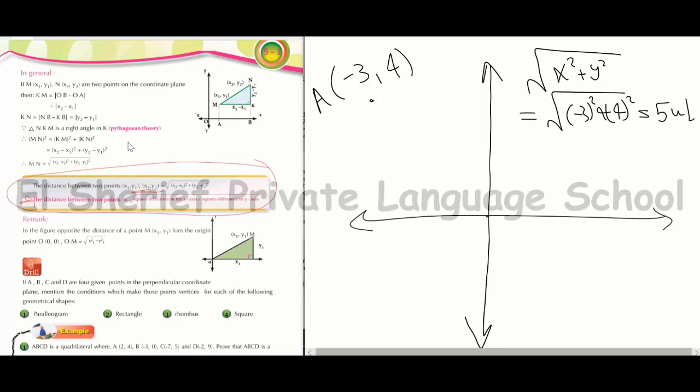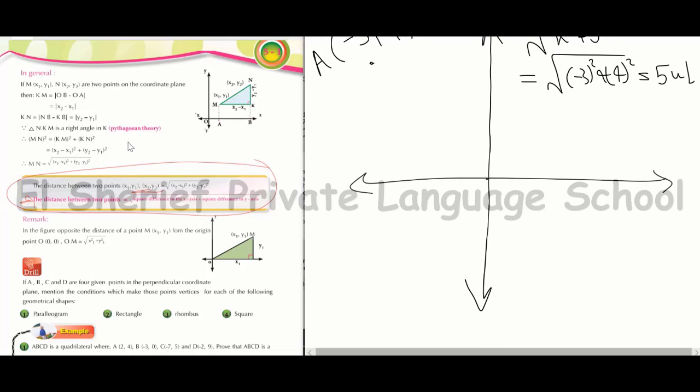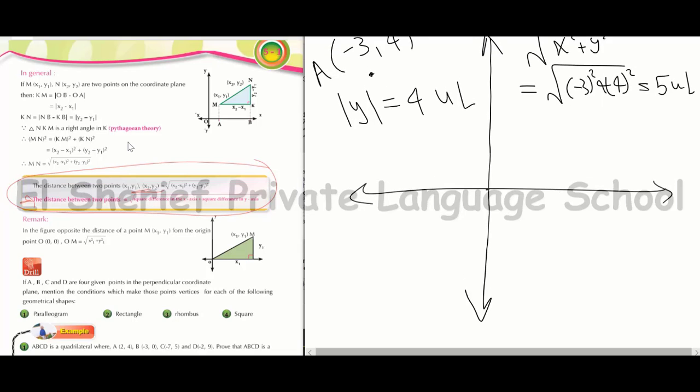And also we want to find the distance between this point and the x-axis. We know before that it equals the absolute value of y. It means it equals 4 unit lengths. And if we want to find the distance between the same point and the y-axis, it means the absolute value of x, which equals the absolute value of negative 3, equals 3 unit lengths.